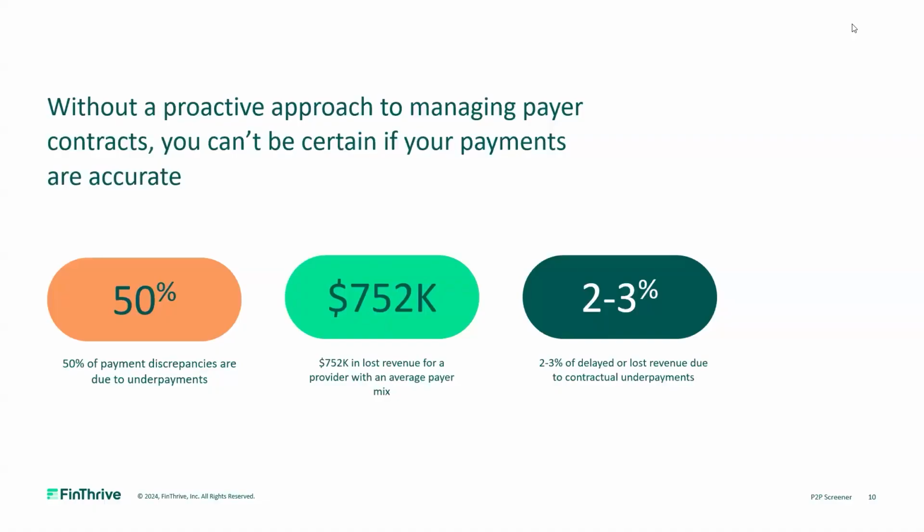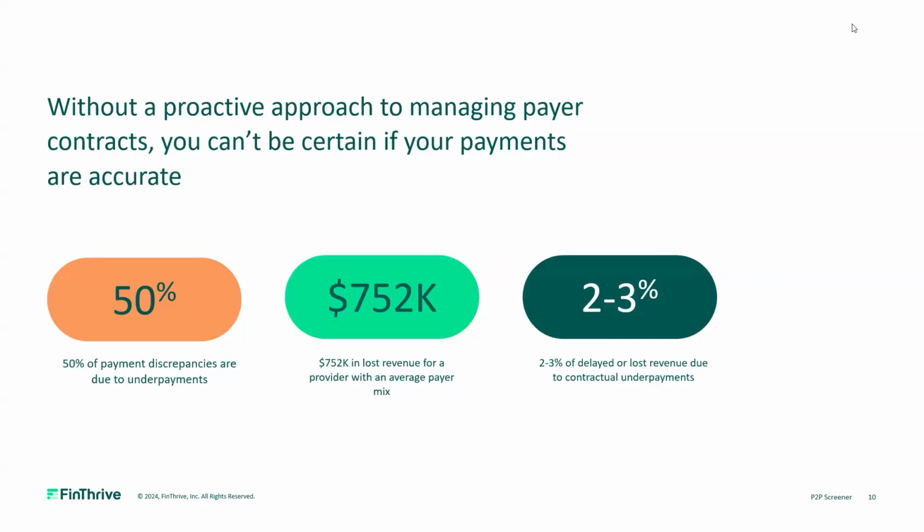But when we start looking at it from a proactive approach to managing your payer contracts, you can't be certain if your payments are accurate. And one of the things that we see with our many customers that we have today is 50% of the payment discrepancies are due to underpayments. That could be they're upcoding or downcoding. They're not paying a certain way. We can track and trend that.